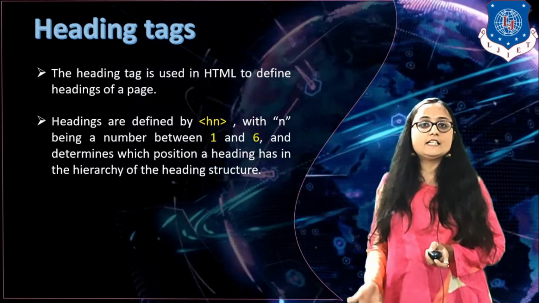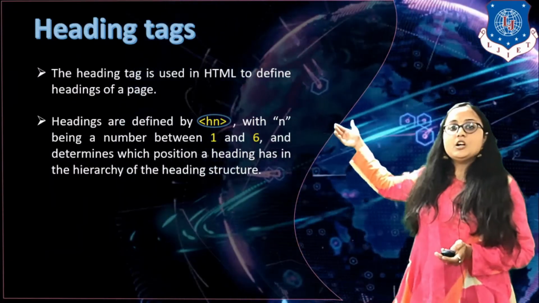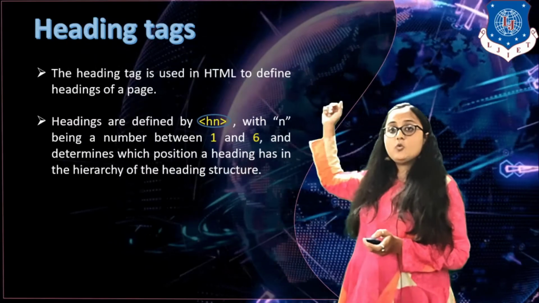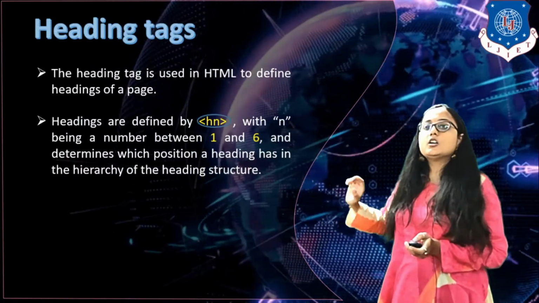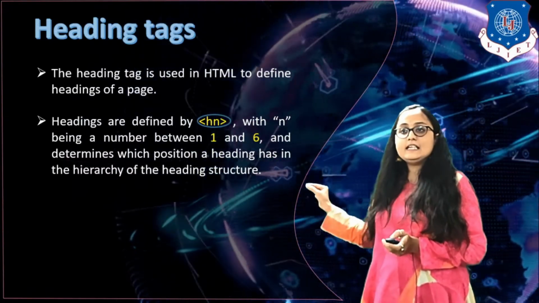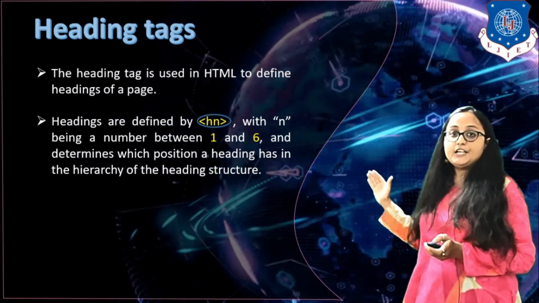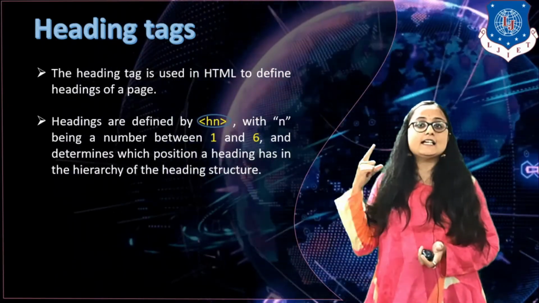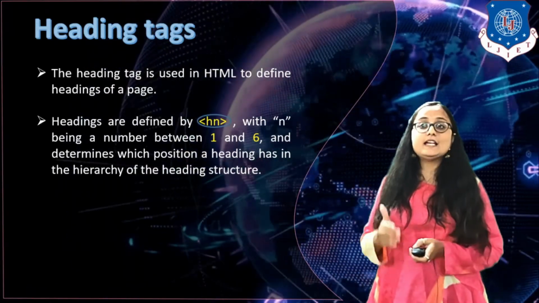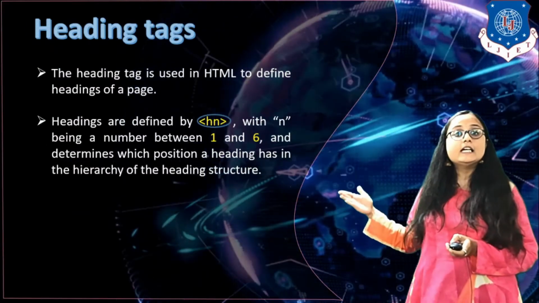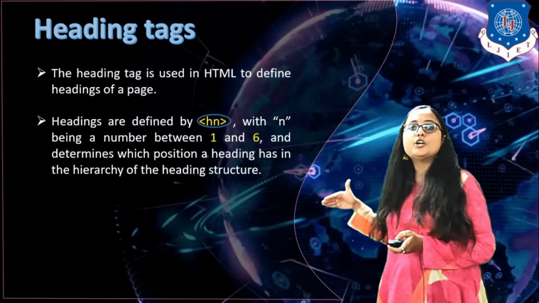Now what is the basic syntax of the heading tag? The basic syntax of the heading tag is HN. You can see here I have written HN. Now what do you mean by HN? H is the alphabet used for the syntax of heading, and N is a variable number starting from 1 and ranging till 6. It means in total you have 6 headings: H1, H2, H3, H4, H5 and H6. And these numbers decide the font size and the heading structure of your web page.